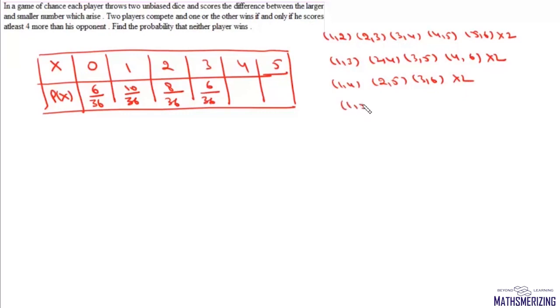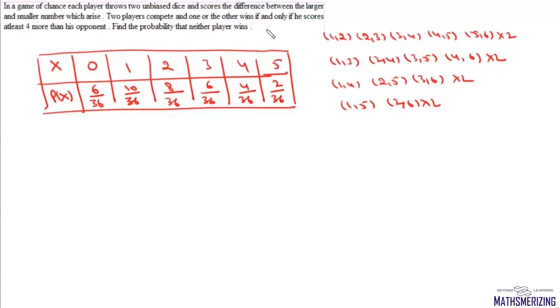Difference of 4: (1, 5), (2, 6) into 2. So that'll be 4 by 36. And difference of 5 will be simply (1, 6) and (6, 1). So that'll be 2 by 36.